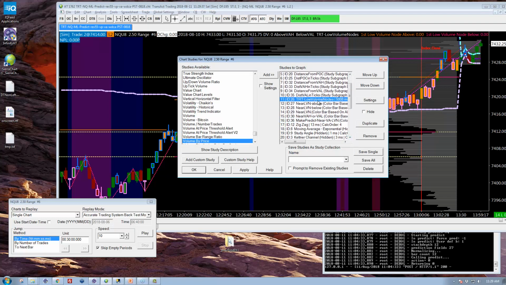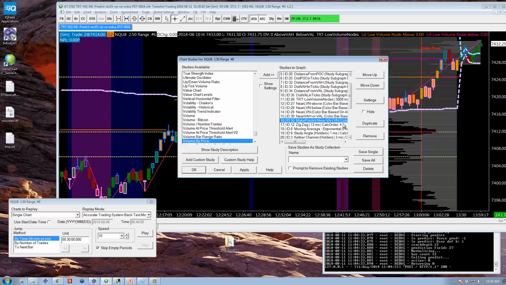There's low volume node, we're going to talk about in a minute. That's my custom study. Then this is near low volume above, near low volume below. This is both of those together. This is near value area high. All those combined create this make predict. So if you want to change the logic for you personally, this is where you're going to do it, in Make Predict. This is where: am I going to make a prediction?